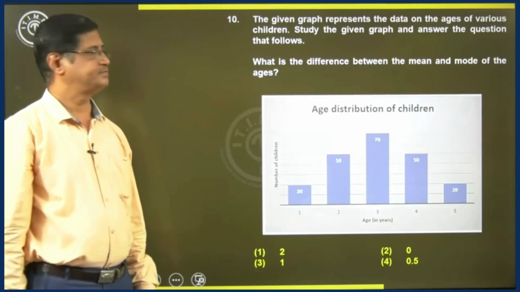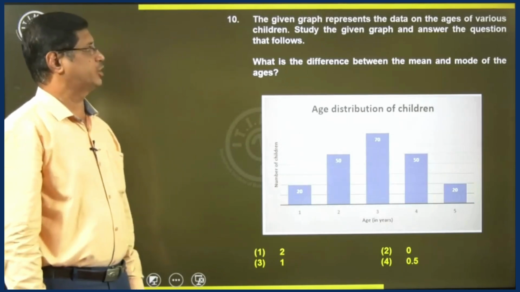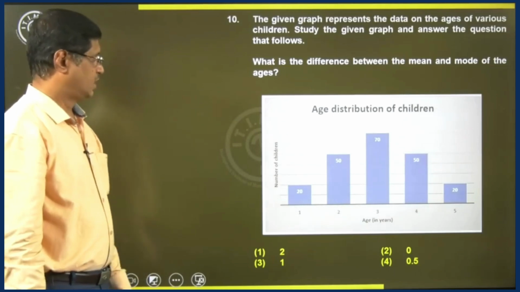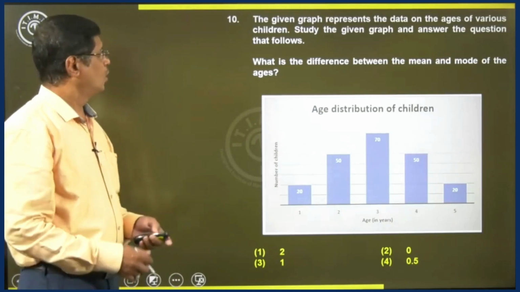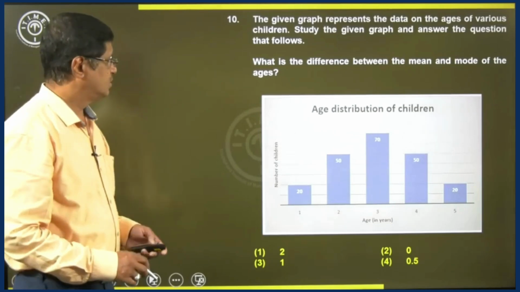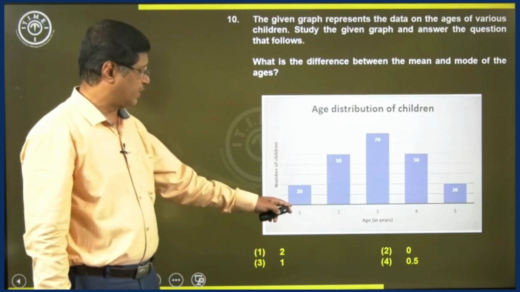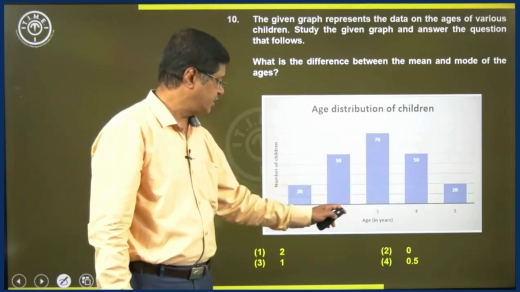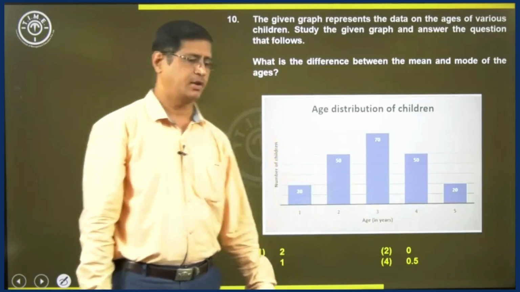Look at the next example. The given graph represents the data on the ages of various children. Study the given graph and answer the question that follows. What is the difference between the mean and the mode of ages? Dear students, age distribution of the children is given here. Age 1 years, there are 20 students. Age 2, 50 children here. And age 3, 70 and age 4, 50, age 5, 20.